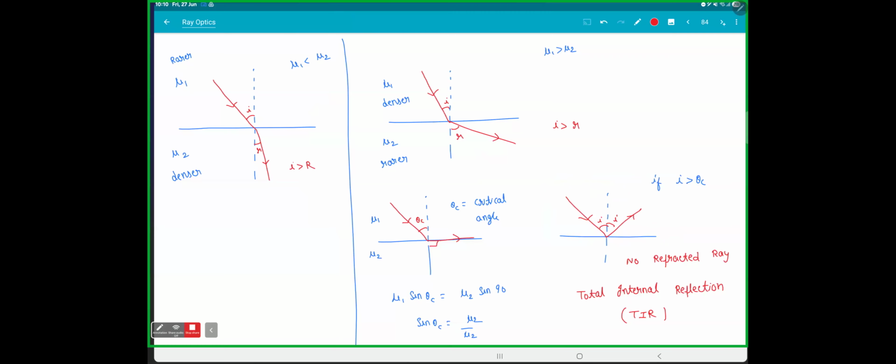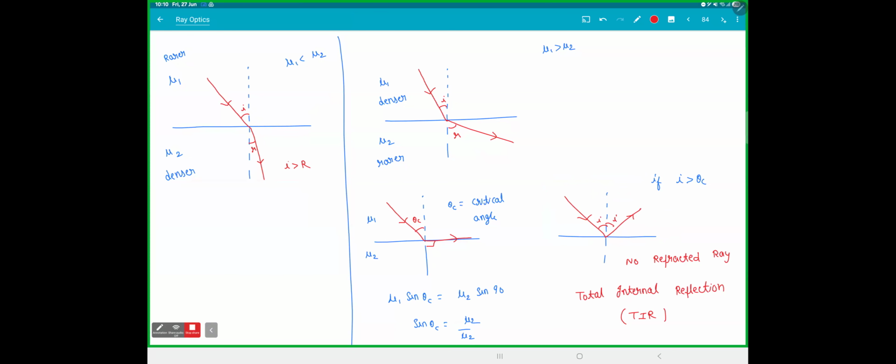I wrote I greater than R. Yeah, this is R greater than I. Clear with this? So that is your TIR and refraction.